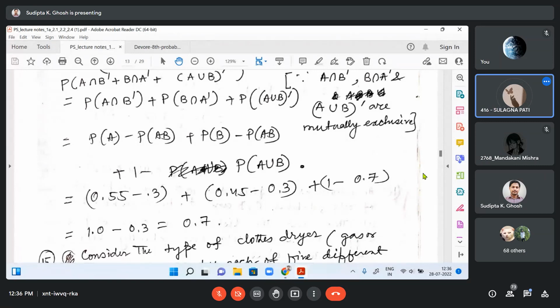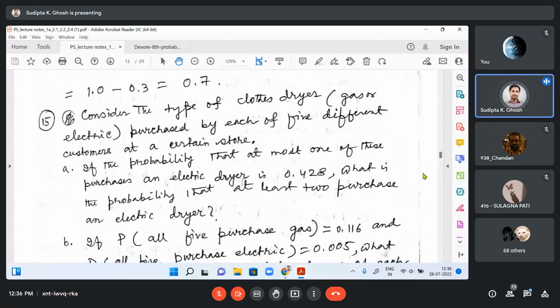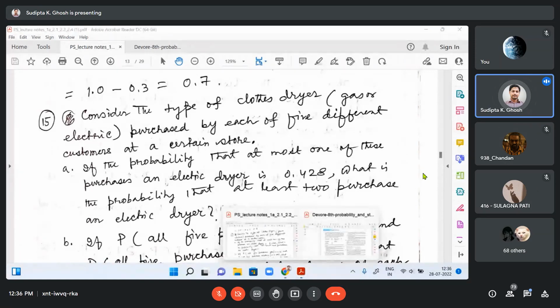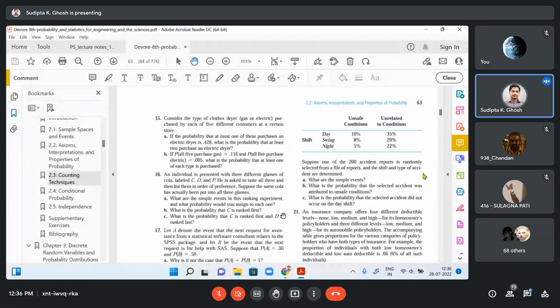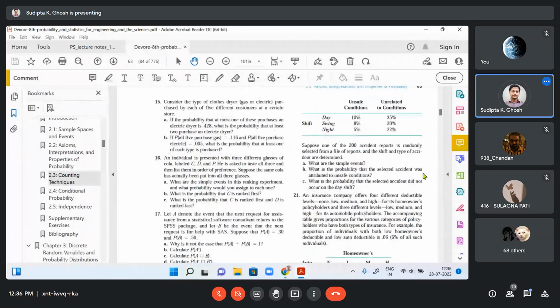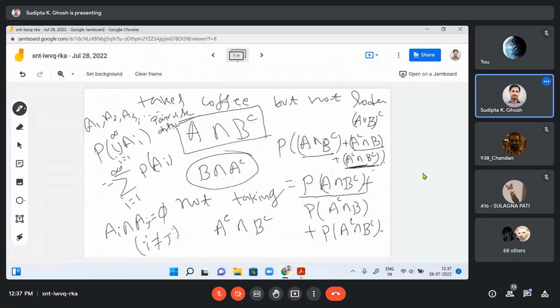Okay. So that problem I have again taken from the exercise. That is the electric dryer problem. You first check the exercise problem. Problem 15: consider the type of clothes dryer, gas or electric. That problem I have taken. Very important problem. That type of problem is extremely important.